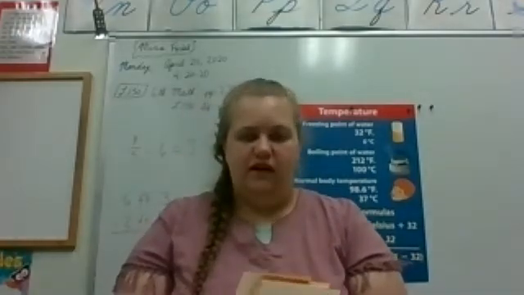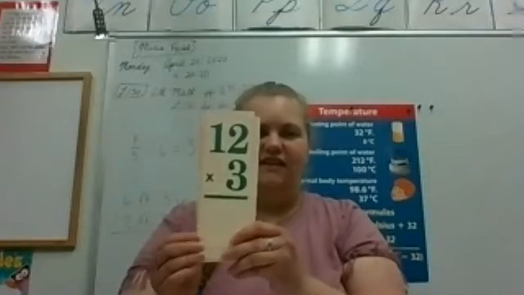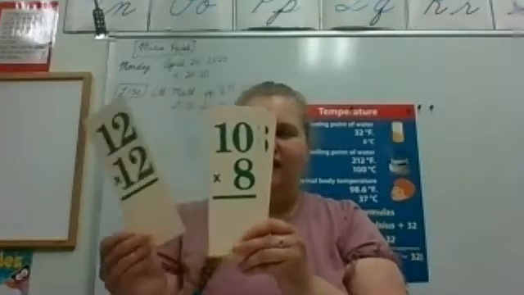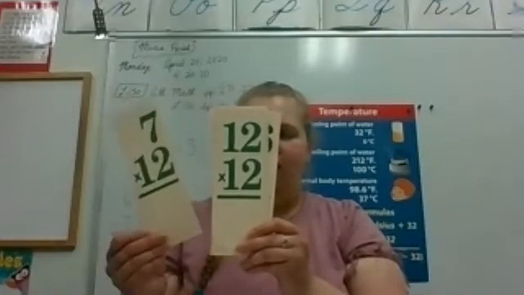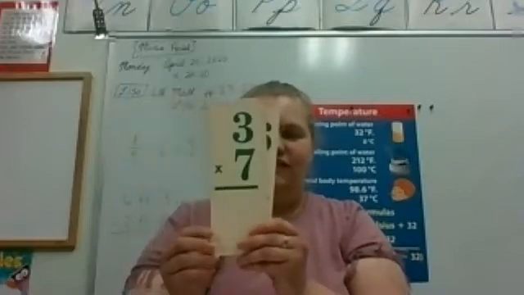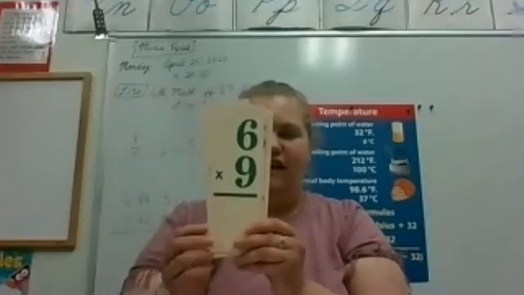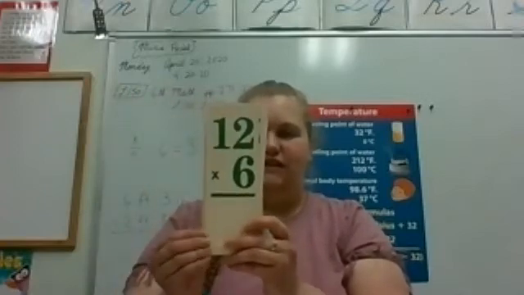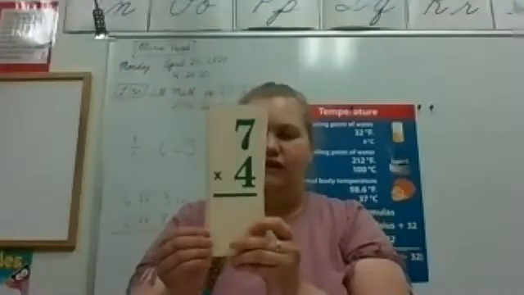Okay, so 6 times 11, 66, all right, 7 times 6, 42, 12 times 3, 36, 10 times 8, 80, 12 times 12, 144, 7 times 12, 84, 10 times 11, 110, 3 times 7, 21, 6 times 9, 54, 9 times 12, 108, 5 times 5, 25, 5 times 10, 50, 12 times 6, 72, 7 times 4, 28.